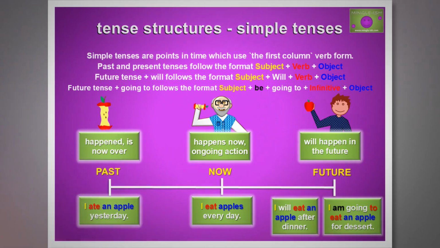For example, I ate an apple yesterday. I eat apples every day. I will eat an apple after dinner. I am going to eat an apple for dessert.